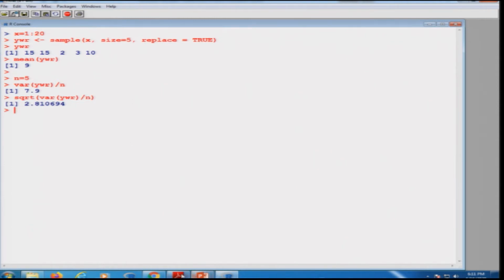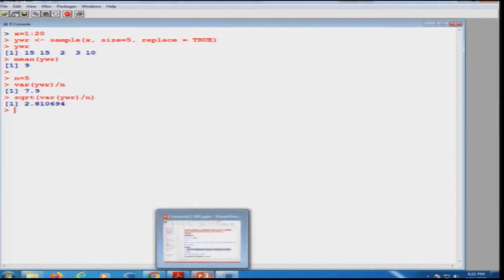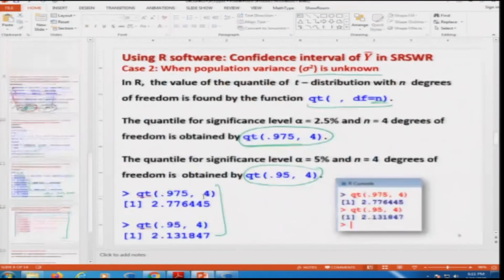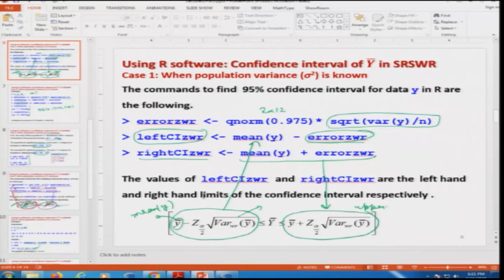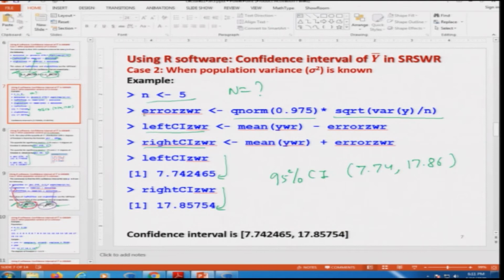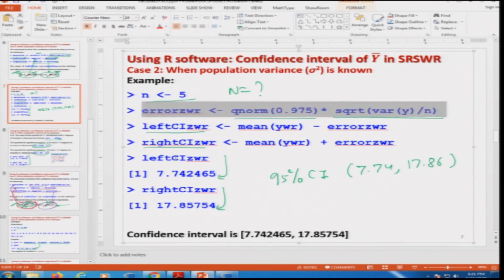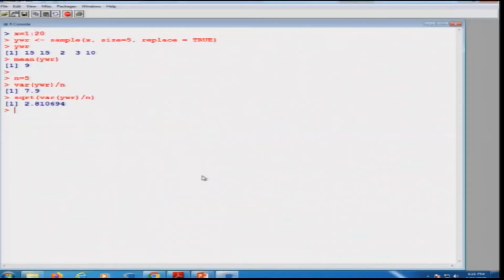Now if you assume that sigma square is known, then in that case if you want to compute the confidence interval, the error part is computed by this thing. So you can see here error, this comes out to be NA.